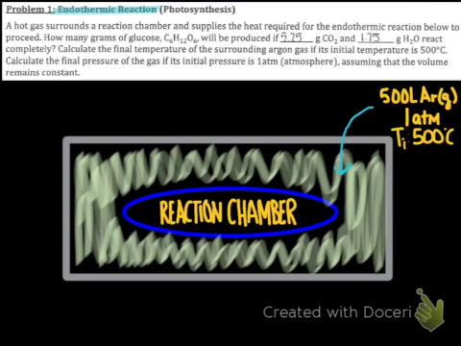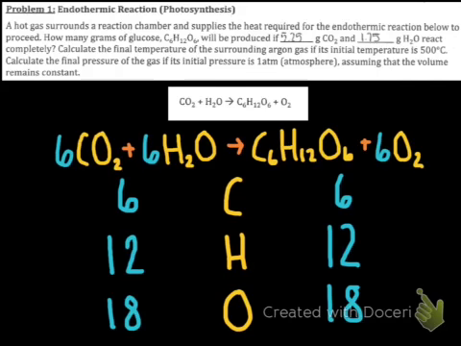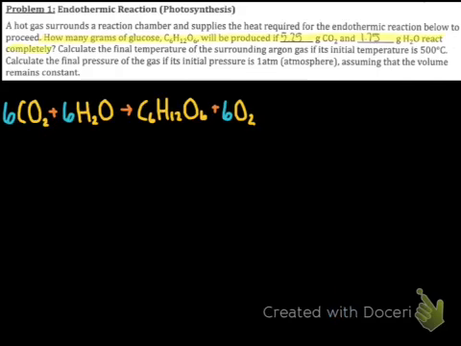Now, you can check this by adding up all the carbon, hydrogen, and oxygens on both sides, and you can tell that this is balanced because there are 6 carbons on both sides. They both have 12 hydrogens, and there are 18 oxygens on both sides. So now let's look at our first part of the question.